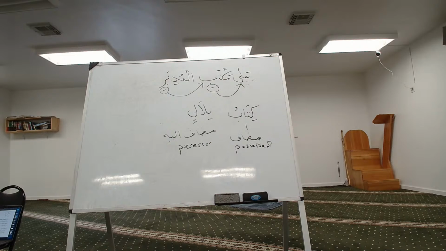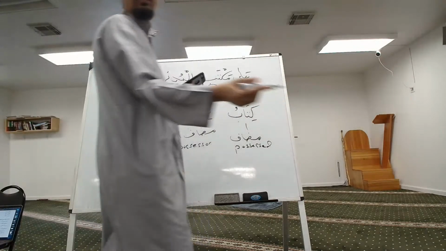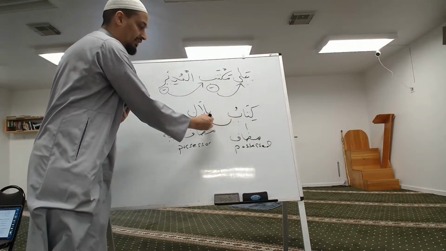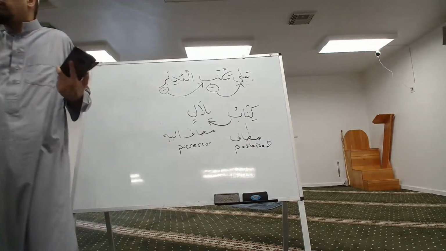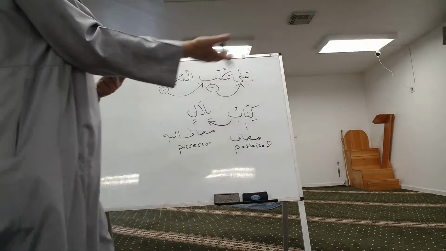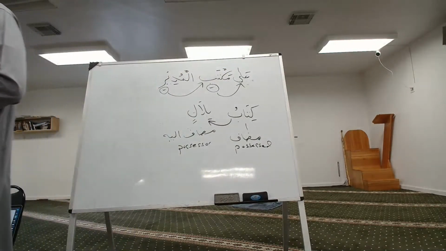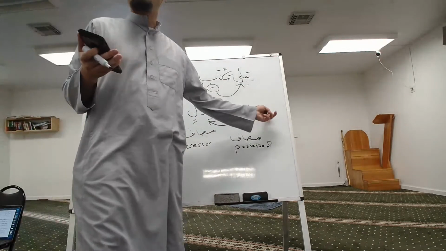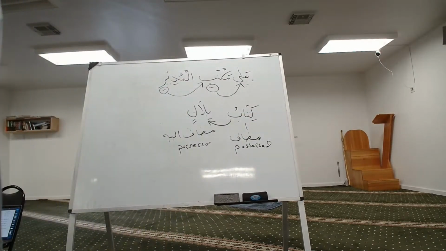So it's wrong to say al-kitabu, or Bilalun. You can't say that. You can't put alif lam over here, because it's already definite. It's being attributed to this. It's already definite in a manner of speaking, so you can't make it more definite by putting alif lam. So the mudaf is always going to be without alif lam.